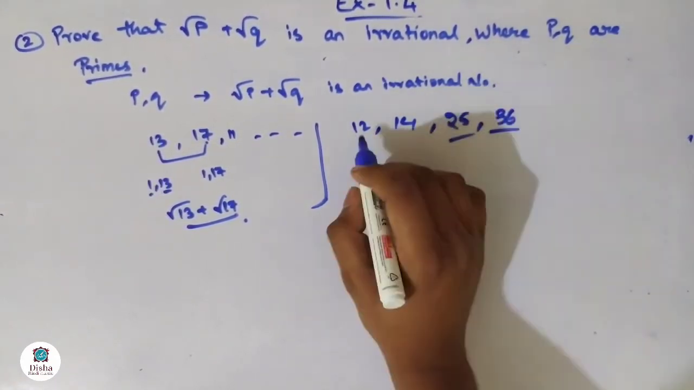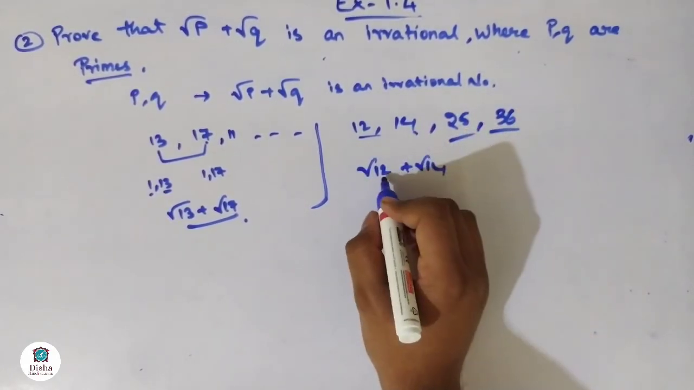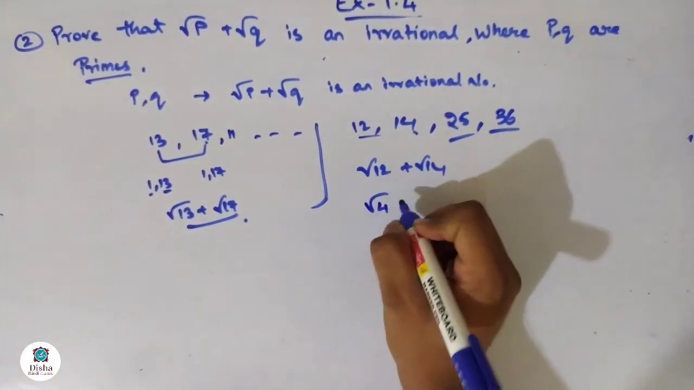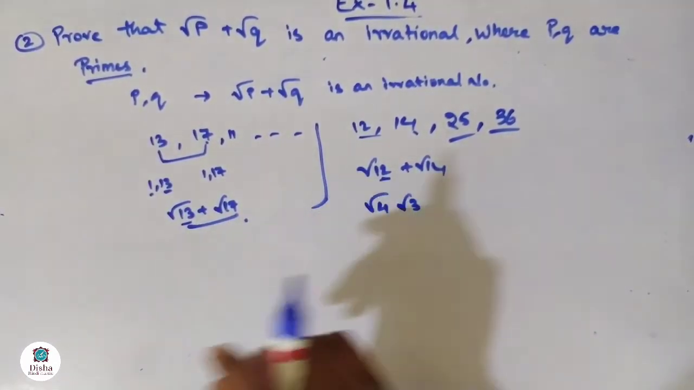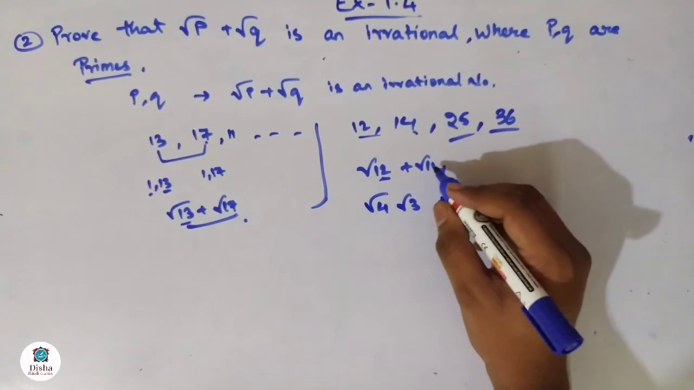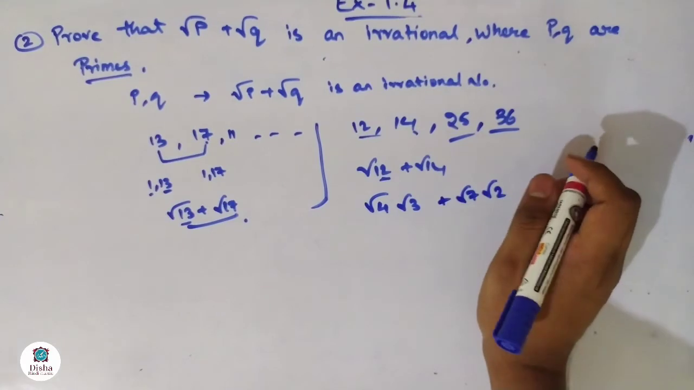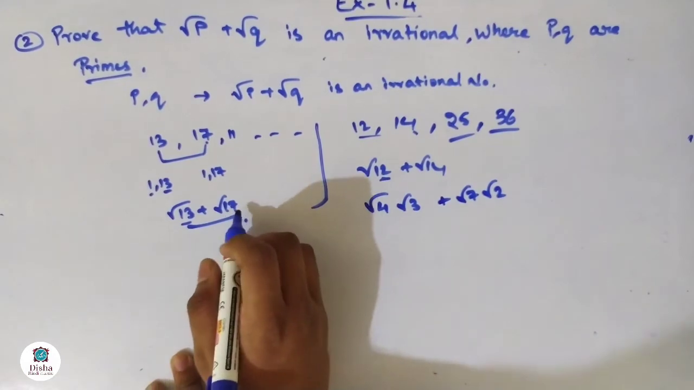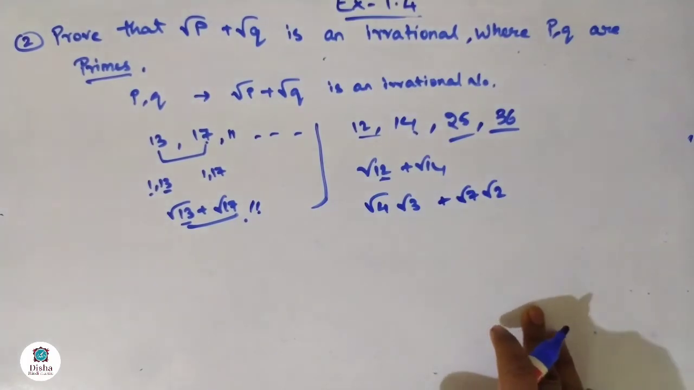These include perfect squares, but we'll take 12 and 14. So root 12 plus root 14. What do we get? Root 12 has factors, so we can write it as root 4 into root 3, because 12 has factors. Similarly, we can write 14 as root 7 into root 2. But we can't write 13 and 17 in that form because these are prime numbers. Prime numbers don't have factors.